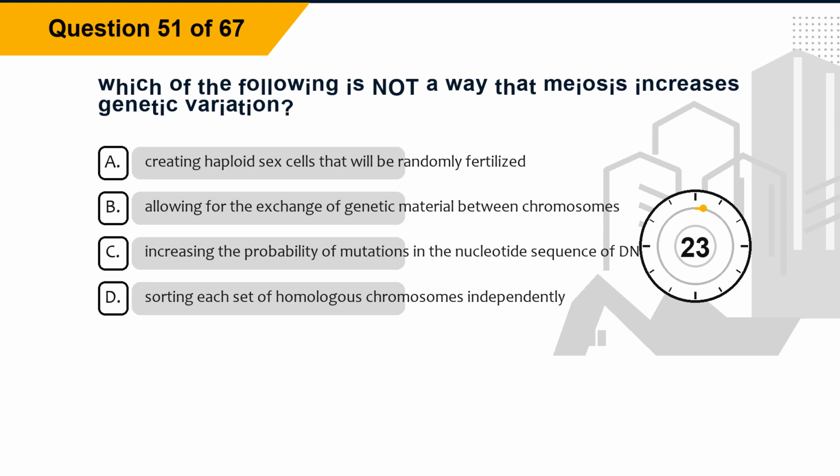Question 51. Which of the following is not a way that meiosis increases genetic variation? Option A, creating haploid sex cells that will be randomly fertilized. Option B, allowing for the exchange of genetic material between chromosomes. Option C, increasing the probability of mutations in the nucleotide sequence of DNA. Option D, sorting each set of homologous chromosomes independently.